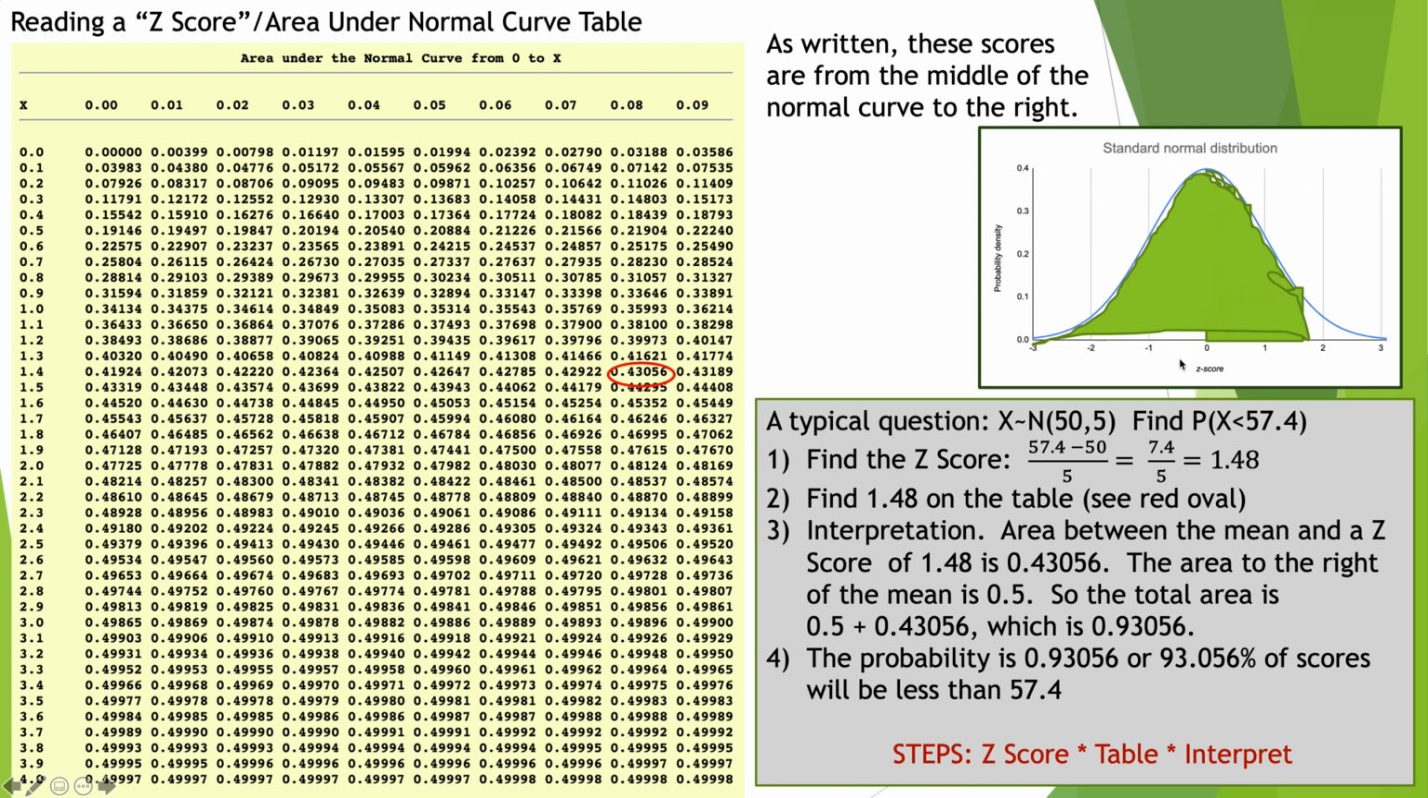In other words, half of the whole area. The whole area is 1. So I take the left-hand half, 0.5. I add to it the 0.43056, and that gives me 0.93056, which means 93.056% of the scores will be less than 57.4. Okay, let's try the next one.